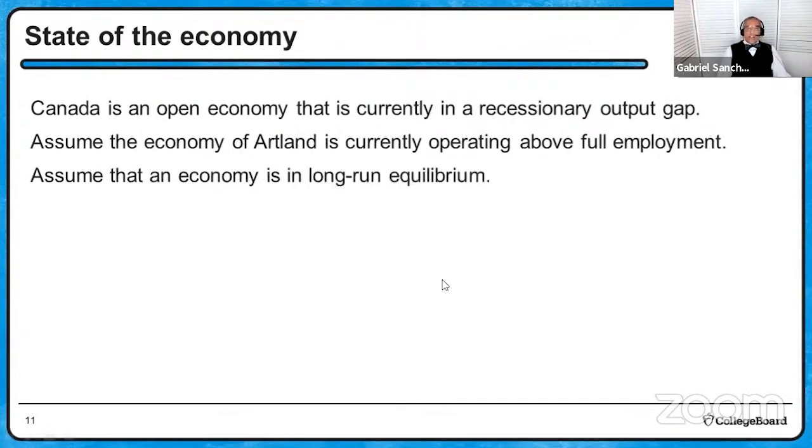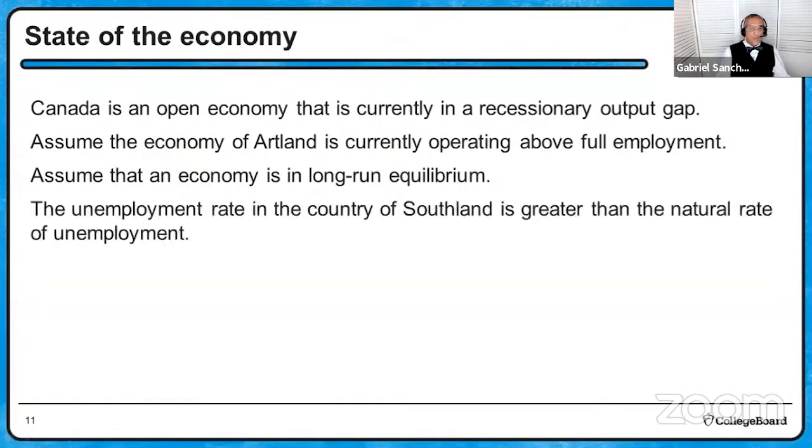Another example would be, assume that the economy is in long run equilibrium. Here they tell us right there, long run equilibrium. So here we can see from previous questions of the past how it might be asked. And again, the three that we've looked at: recessionary, inflationary, and long run. I want to show you a couple more, because sometimes they'll state things a little bit differently. Here the unemployment rate in the country of Southland is greater than the natural rate of unemployment. So we have more unemployment than we naturally should. That would be recessionary.